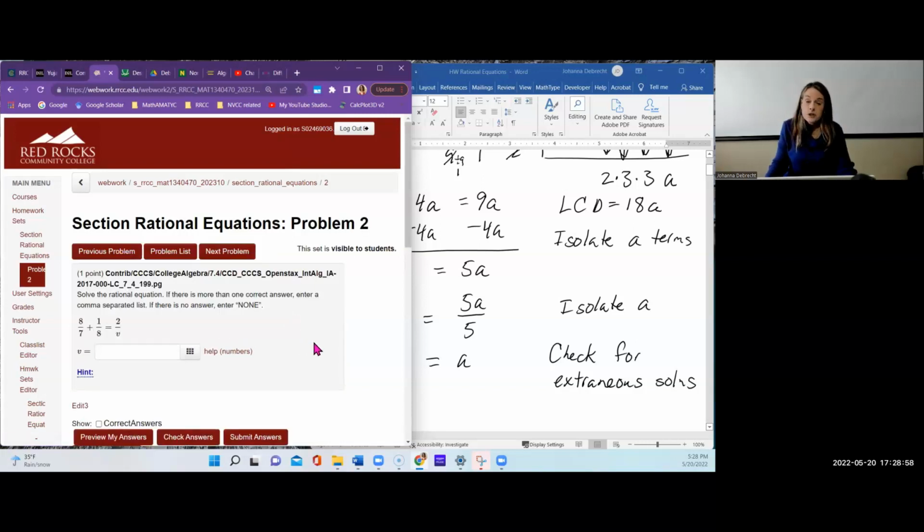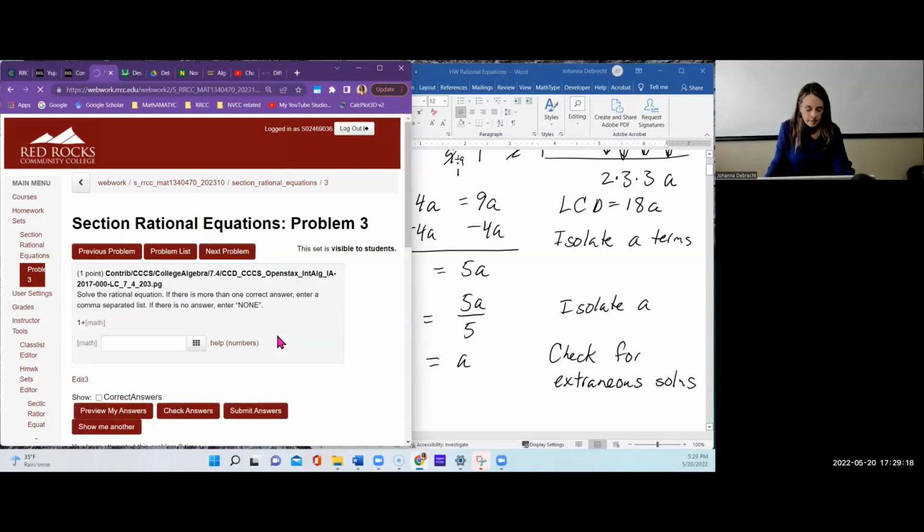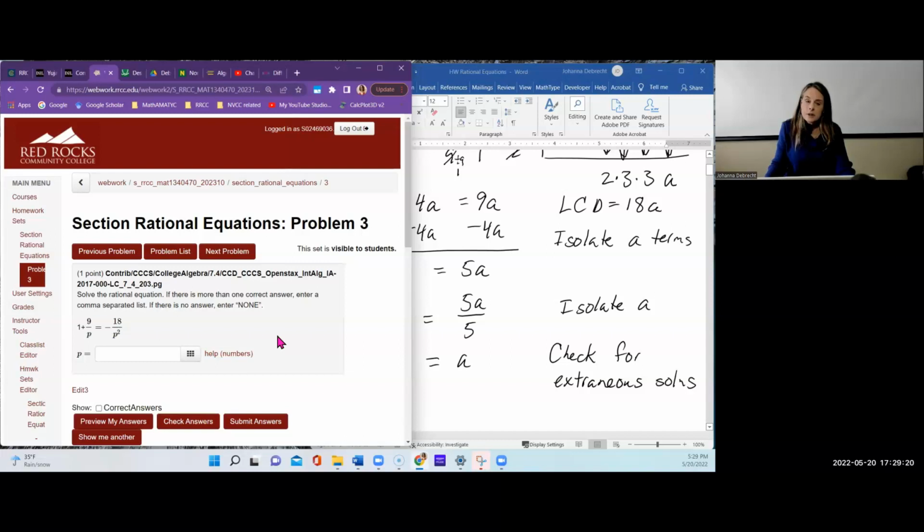Let's look at problem number 2. Problem 2 is very similar to problem number 1. Again, we see that we have v in the denominator, so v cannot equal 0. I will let you solve this one on your own since it's so similar to the one we did previously, and we'll move on to the next problem. This one is a little bit different because it has a p squared and a p in the denominators. It also has a term that's not already a fraction. Let's take a look at this one.